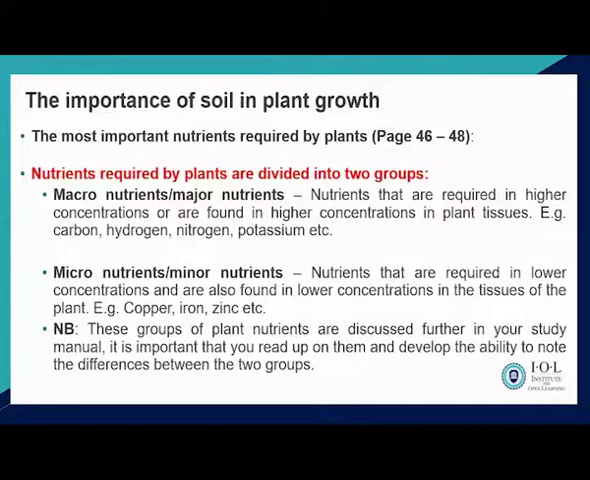Whereas micronutrients are required in much lower concentrations, and they are also found in lower concentrations in the tissues of the plants. So this includes things such as copper, iron, zinc, and others. These groups of plant nutrients are discussed further in your study manual, and it is important that you read up on them and develop the ability to note the differences between these two groups.